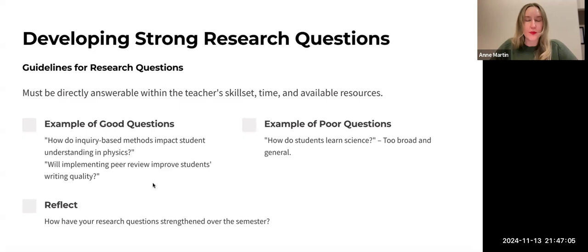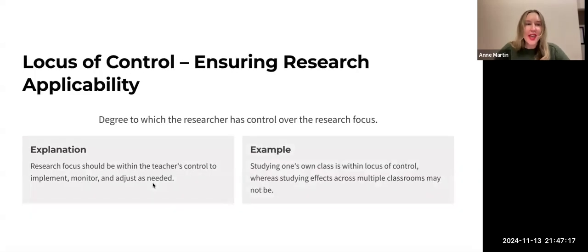Questions likely shift or arise in nature. So I am curious, or changed over the semester. Okay, locus of control. So making sure that you can apply what you are finding and carry out what you can find.